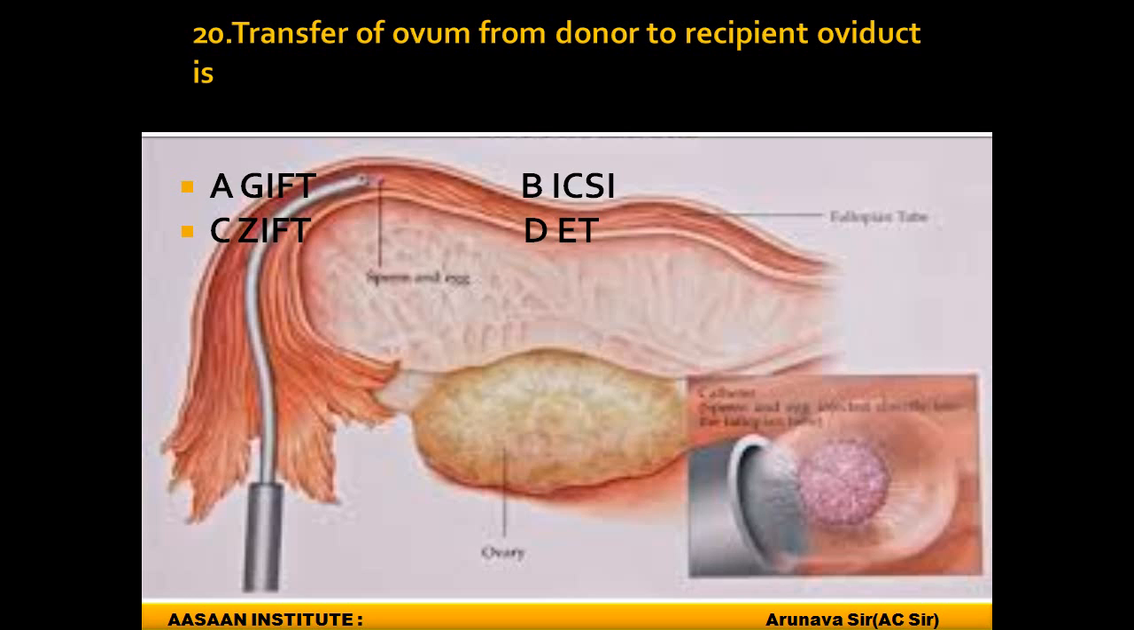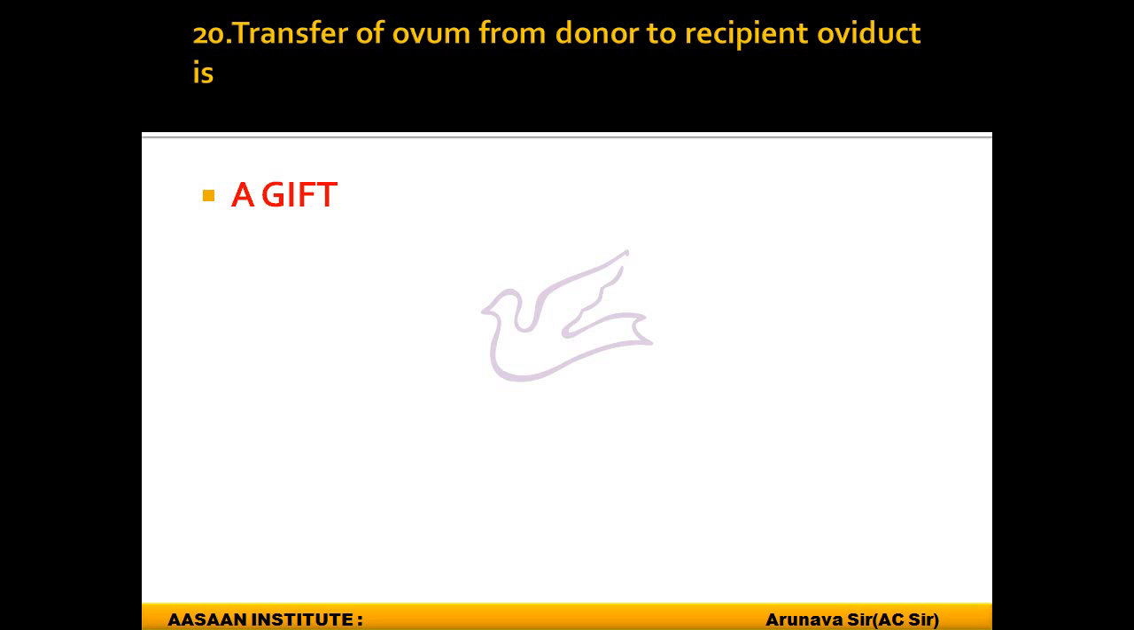Transfer of ovum from donor to recipient, oviduct. So that means the gametes are taken and transferred to the female body, that means into the oviduct. So it is related to GIFT, that means gamete intrafallopian transfer. So our option A is the right option. Now go to question number 21.